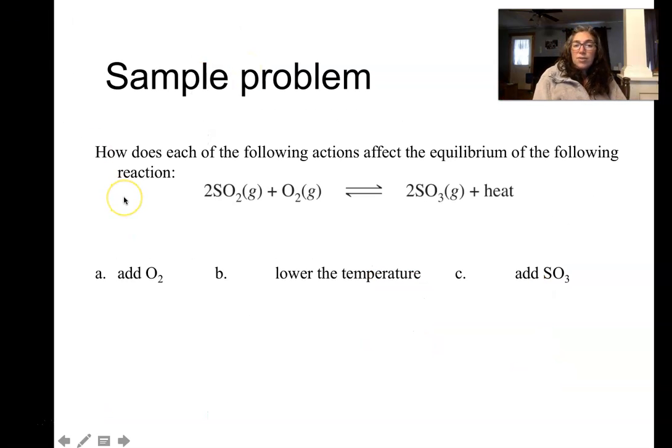So let's do a sample problem. How does each of the following actions affect the equilibrium of the following reaction? So we've got SO2 plus O2 becoming SO3 and also heat as a byproduct.